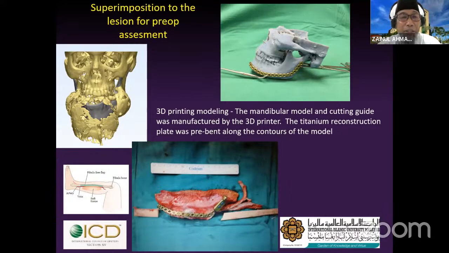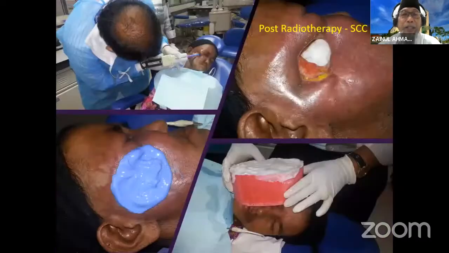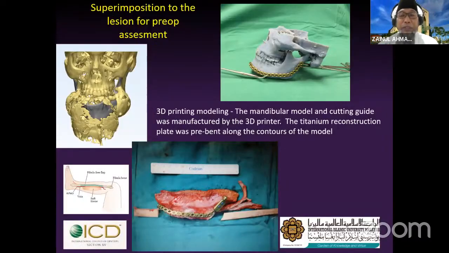So this is to show you the fibula bone graft. You can take some parts of the fibula, with all the arteries and the veins intact, and put it in the mandible. So these are some examples of the mandible reconstruction. Patients did well and everything was fine. I don't have the data post-op.